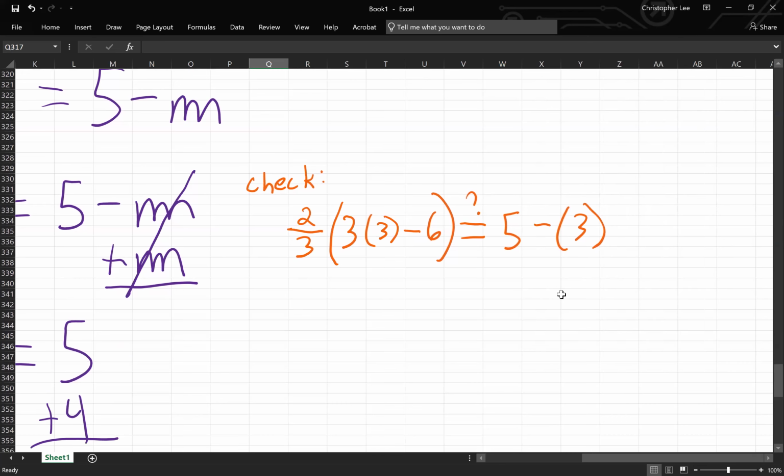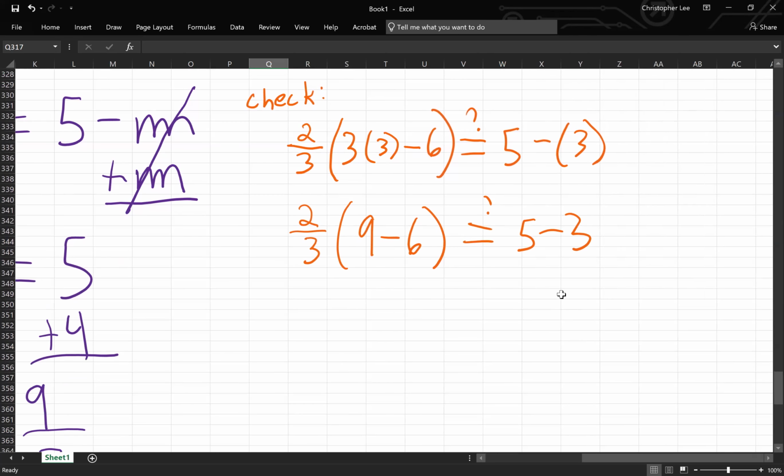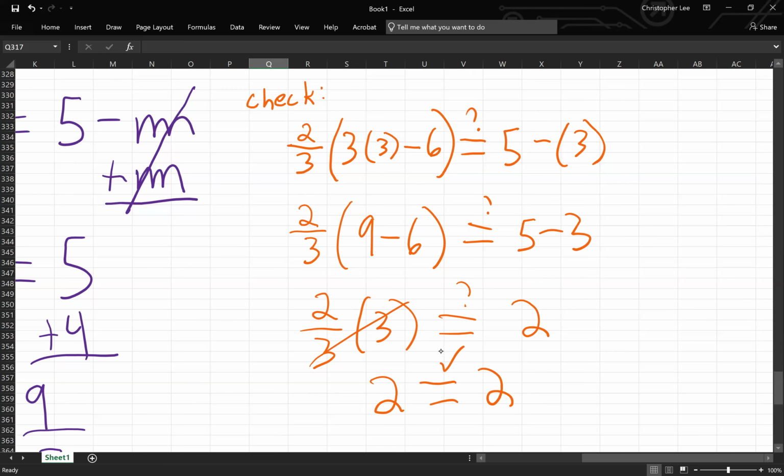3 times 3 we know is, what's that? Like 9 or something like that. So I have 9 minus 6, allegedly, is equal to 5 minus 3, right? What's 9 minus 6 again? That's like 3, right? So 2/3 times 3, allegedly, that's equal to 2. When I multiply these together, these cancel out. 2 is equal to 2. So that's my answer. All right?